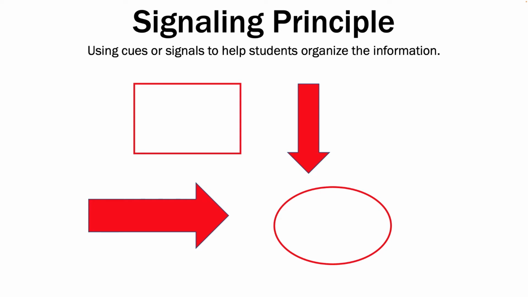The signaling principle states that people learn more deeply from presentations or multimedia that have cues or signals to help organize the information and to make the most important information stand out. Signaling can be anything from arrows and circles to highlighting, underlining, italicizing, or bolding important text.